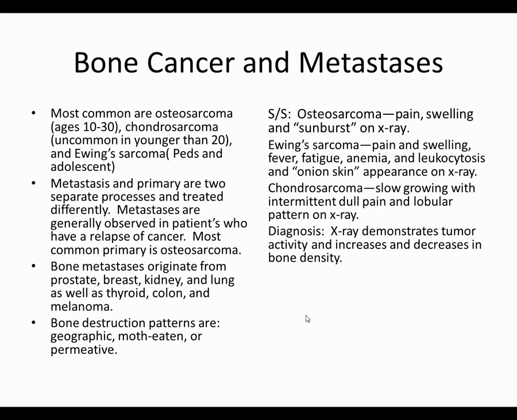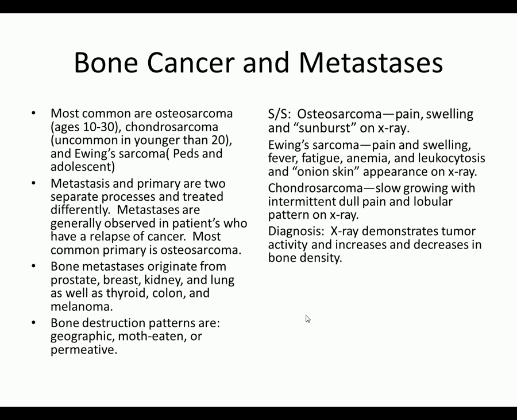Osteosarcoma is the most common primary cancer, and it usually develops in the distal femur, the proximal tibia, and the humerus. Risk factors for osteosarcoma can be Paget's disease, parathyroid injections, and radiation therapy due to cancer. And on x-ray, it will have a sunburst appearance.